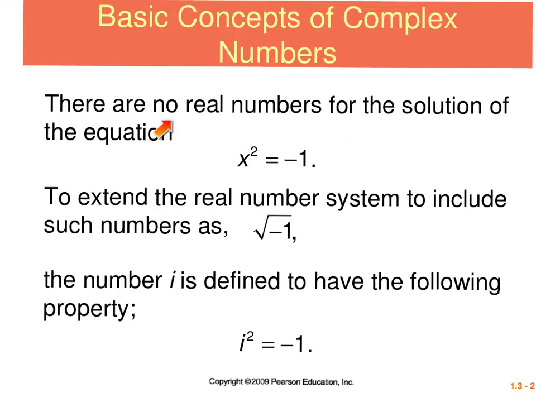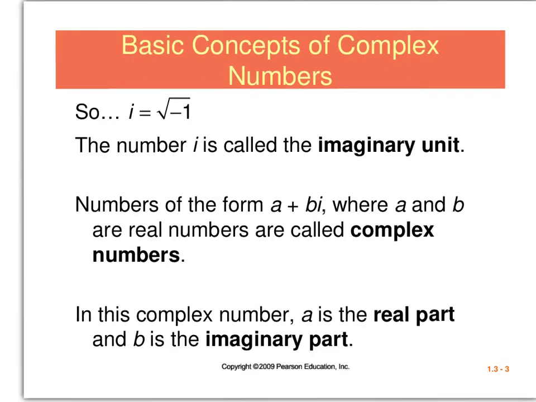We know that there are no real numbers that will solve this equation, because I can't take the square root of a negative number and come up with a real solution. Therefore, the number i will have the following property: i squared is equal to -1. So following that, i would be equal to the square root of -1, and that is called an imaginary unit, the unit i.